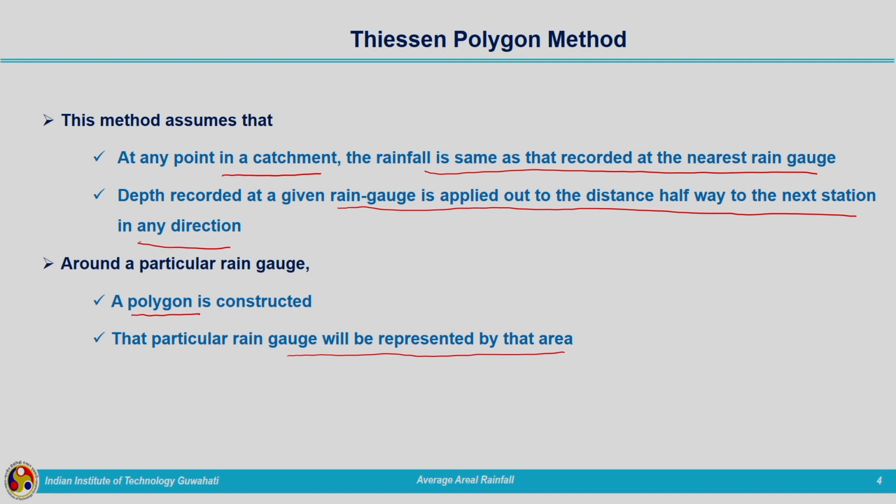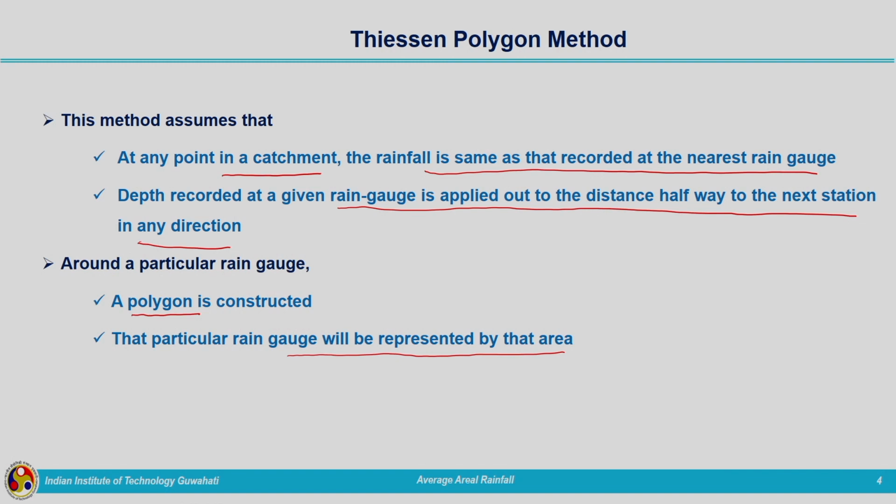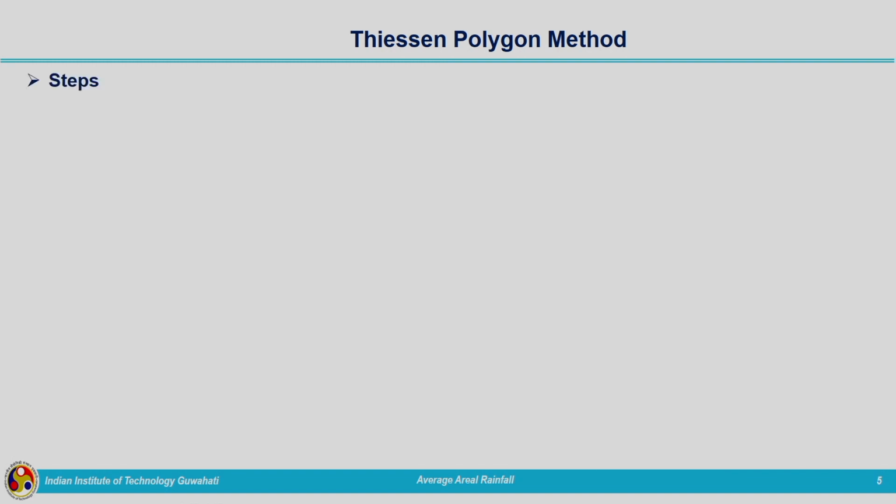So, we have a rain gauge. We will be constructing a polygon inscribing that particular rain gauge, and that rain gauge will be representing the corresponding area. Let the whole area of the region be A.